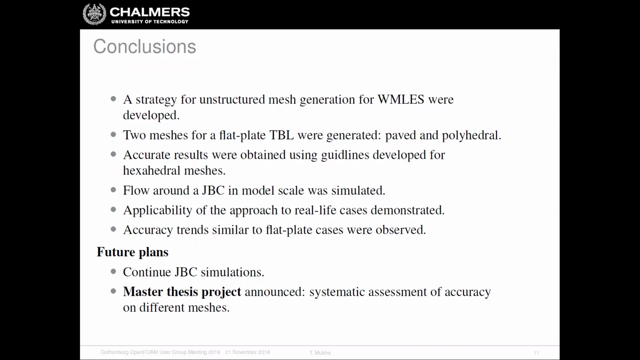Okay, so time to conclude. So the main point of this talk is that we have introduced a strategy for unstructured mesh generation for WallModelled LES. It's a very concrete procedure that I think everyone can try and use. And to test it, first we constructed two meshes for a flat plate TBL, one pave and a polyhedral. And we saw that we can get accurate results using the same guidelines that we have developed for hexahedral meshes.